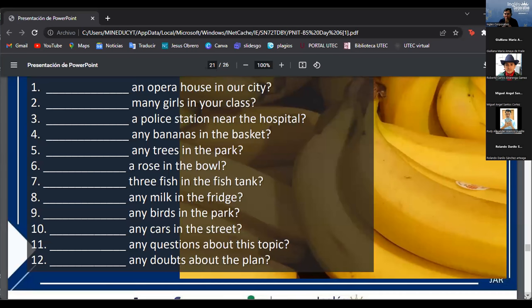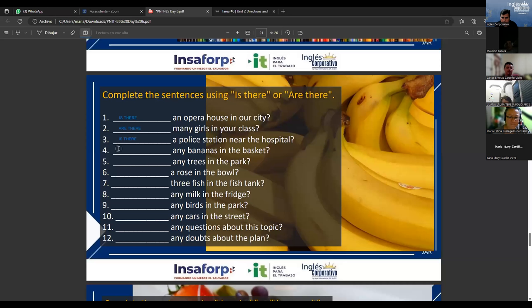Okay, are there any birds in the park? Okay. Bueno, entonces creo que ahí terminamos los dos cuadros. Sí. ¿Alguien podría leer de la 1 a la 5? Okay. Una estación de policía cerca del hospital.